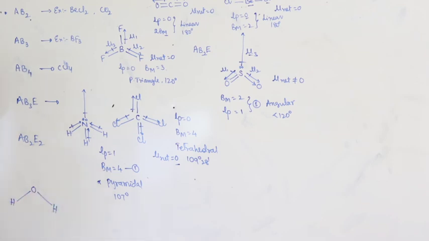Example, water. This is one lone pair, another lone pair. Electronegativity of oxygen is equal to 3.5. Hydrogen is equal to 2.1. Direction of bond moment is towards oxygen. Direction of bond moment due to lone pair is away from the molecule. What about the resultant dipole moment? This is mu1, this is mu2, this is mu3, this is mu4. Resultant dipole moment is towards this direction. This is mu r.